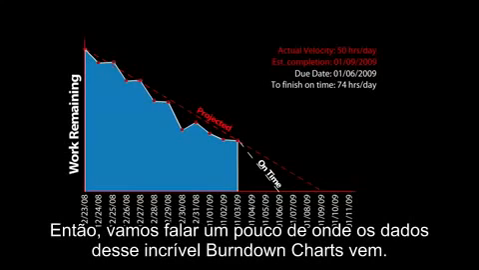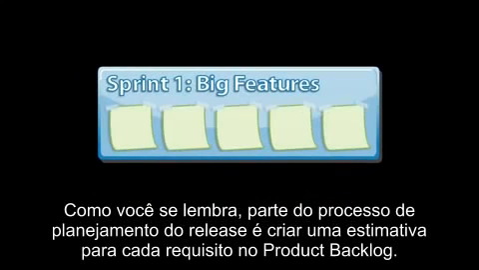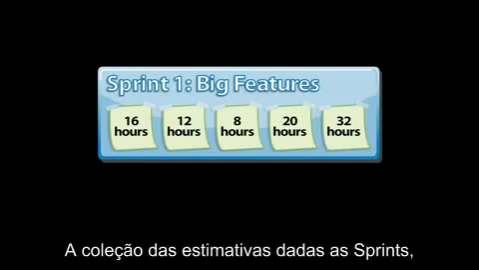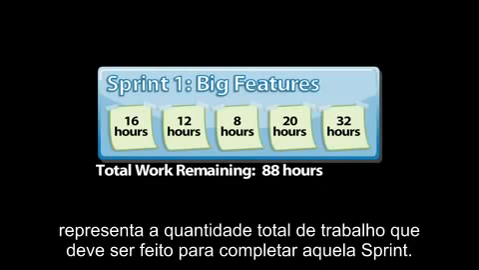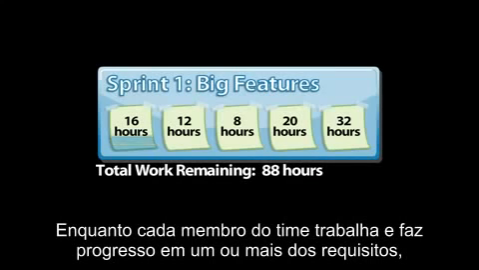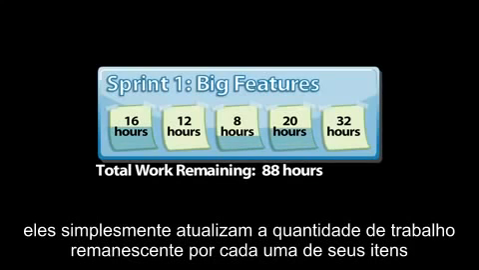So let's talk a little about where the data for this incredibly useful burndown chart comes from. As you recall, part of the release planning process was to create an estimate for each feature in the product backlog. The collection of these estimates for a given sprint represents the total amount of work that must be done to complete that sprint. As each team member goes through and makes progress on one or more of the features, they simply update the amount of time remaining for each of their own items.